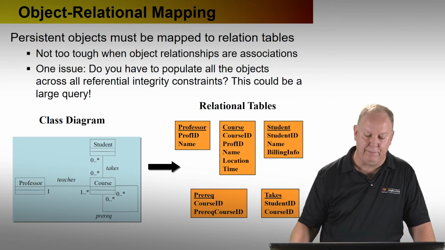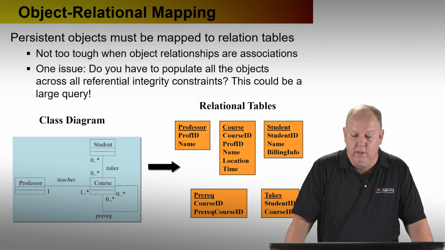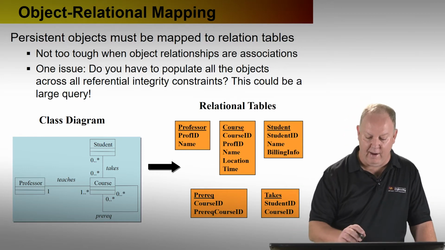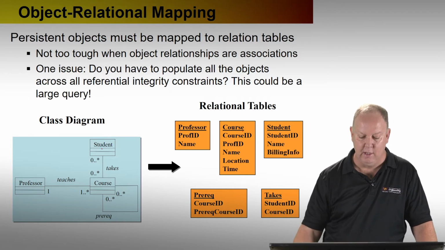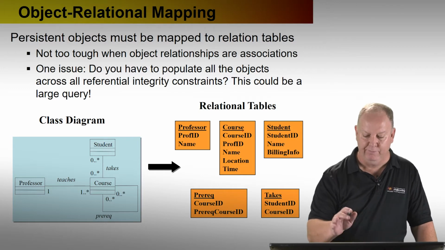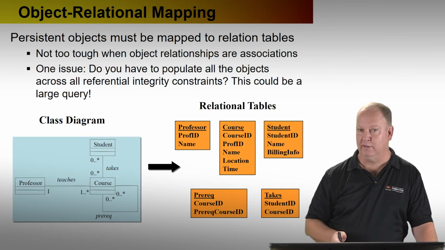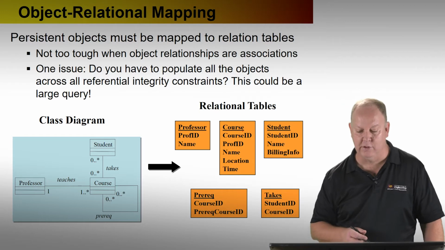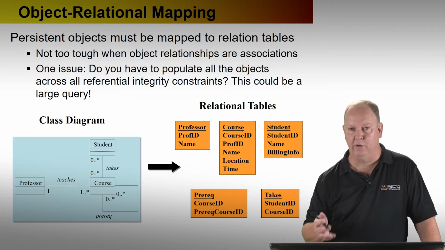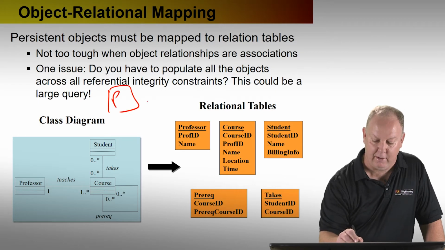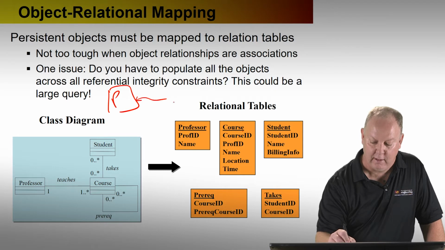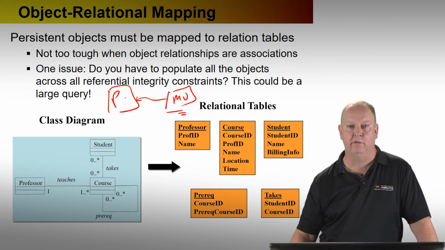Another issue: do you have to populate all the objects across all referential integrity constraints? Right now we have entities, professor, student, course that we're mapping to a relational table, but what if logically I have a multi-valued attribute? You've done the EER to relational data model conversion, and I have a weak entity or a multi-valued attribute. You know that we typically factor that off into some kind of parent with a referential integrity constraint coming back to some kind of multi-valued attribute table that has multiple rows that I can join back to reconstruct the object.